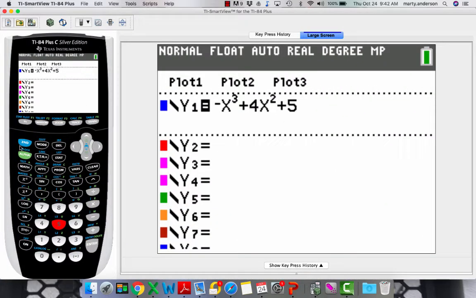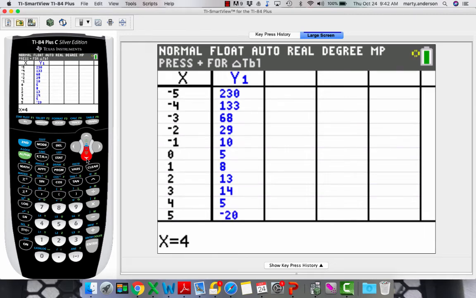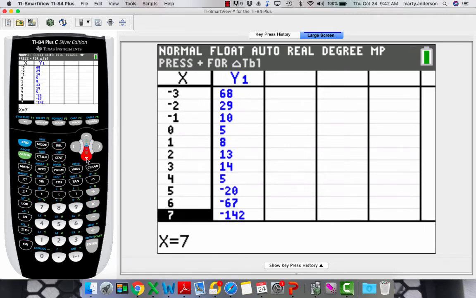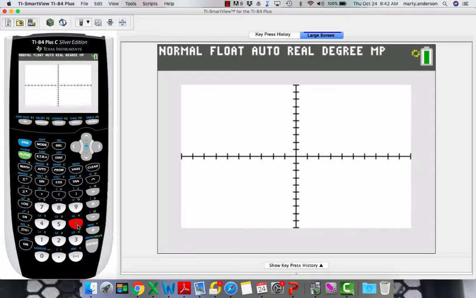Okay, and then we can just go look at the table, second graph. We can get some values. If you're not in a nice table, remember you might need to go to table set, but I could write those guys down. It looks like my important stuff is going to be right in here: 0, 5; 1, 8; 2, 13; 3, 14; 4, 5. If I want to look at the graph, Zoom 6 is a Zoom standard. We can see what we can see.